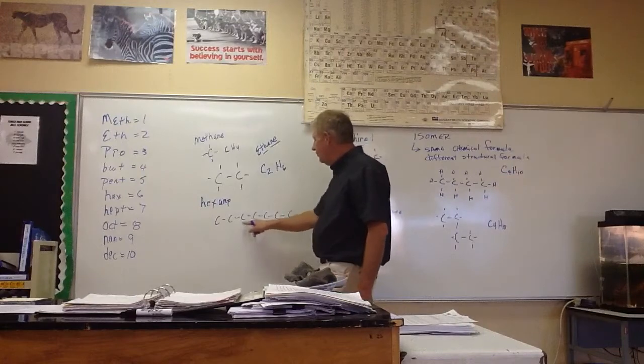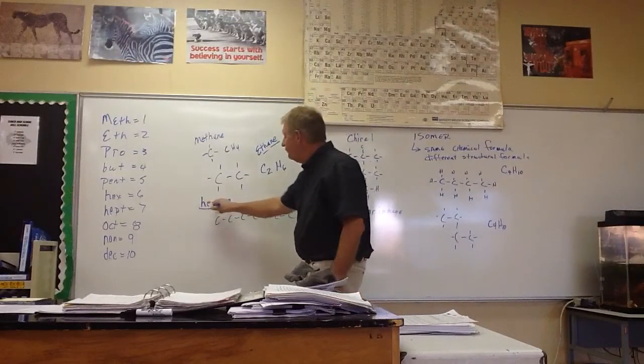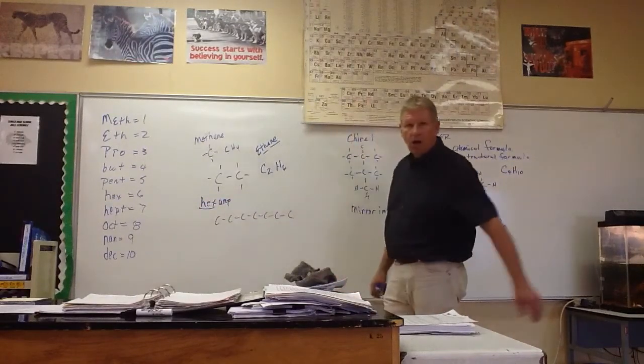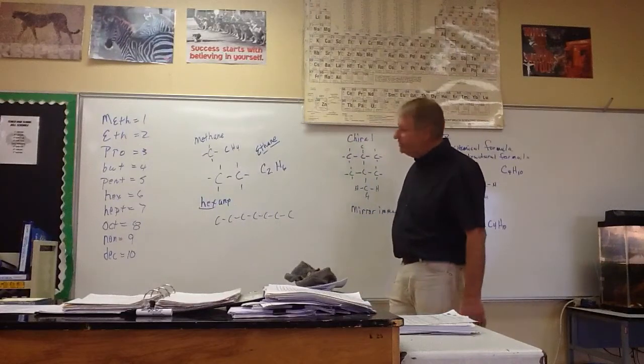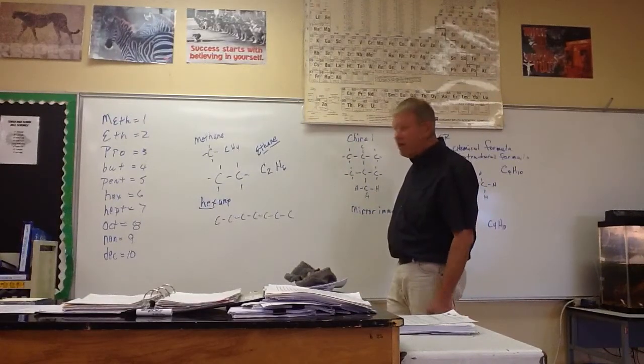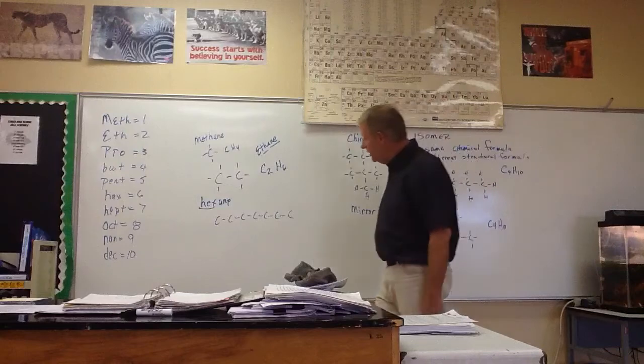1, 2, 3, 4, 5, 6, 7. Okay, I fulfilled the hex. I've got a single bond in each one. So now where are the hydrogens going to be? Well, I've got to make 4 bonds per carbon, okay?